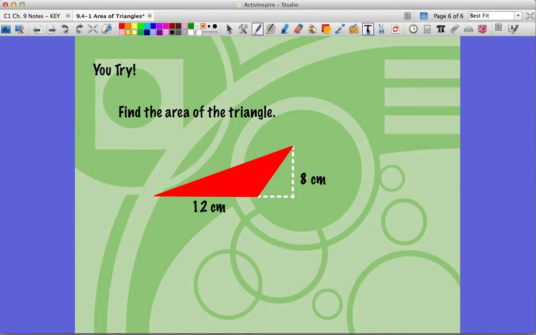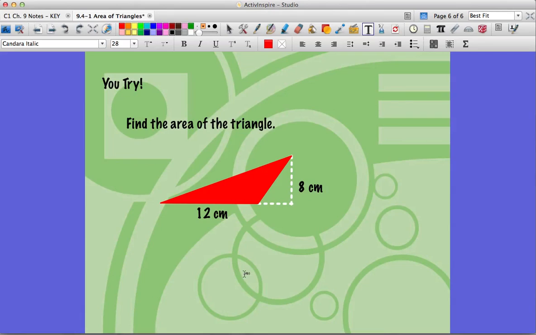When you're typing in your answers to Edmodo, because you do not have a squared button, you can write your answers as square centimeters, or you can write it SQ period, CM period. So this works for any of your area formulas.